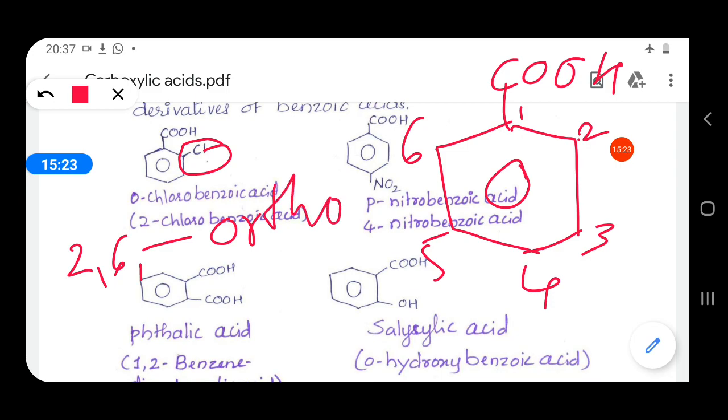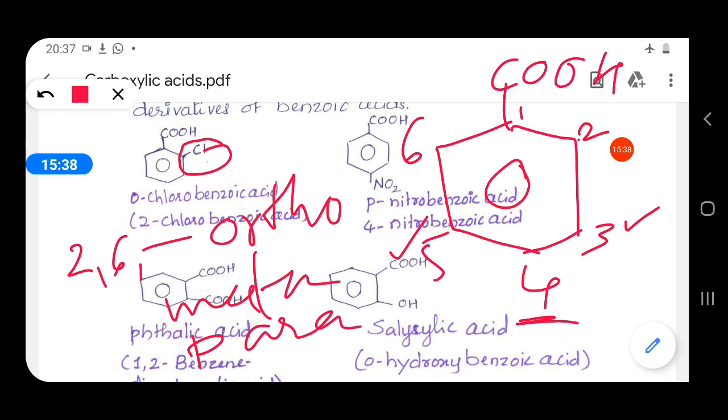In the common name, those positions are called ortho. 3 and 5, which are equivalent, are called meta positions. And the fourth carbon is called para. So in the common name, the substituents present at the second carbon or sixth carbon are taken as ortho. Third carbon and fifth carbon are named as meta. And if the substituent is present at the fourth carbon, then the prefix para is added.